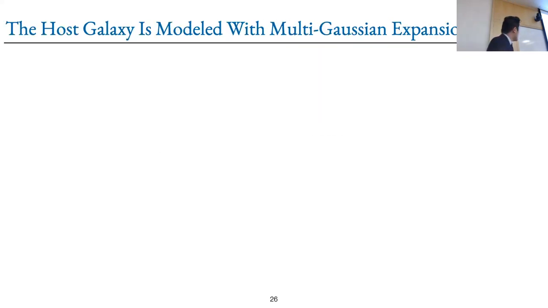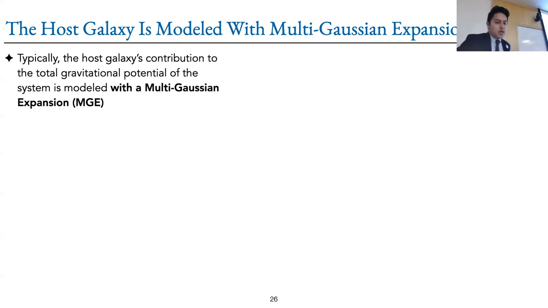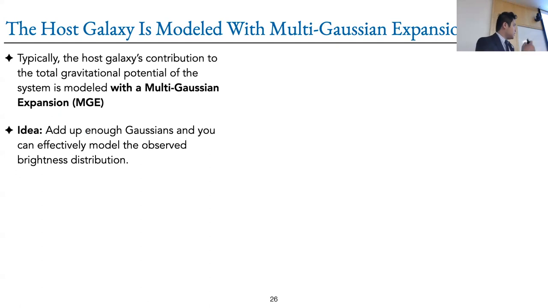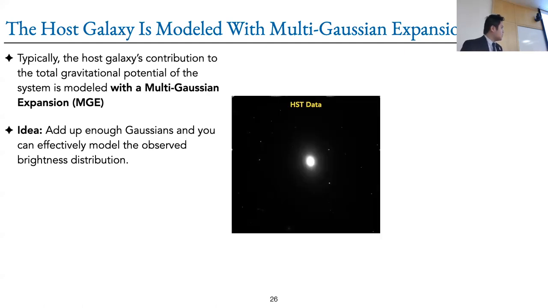So about the host galaxy. As I said before, we model the stars in a galaxy with what are known as multi-Gaussian expansions, or MGEs. I know there are a lot of acronyms here. A multi-Gaussian expansion, essentially, is where you take enough Gaussian functions, or normal distributions, or bell curves, if people have heard of those, and you add up enough of them. You can do a series expansion, and you can try to model a galaxy image.